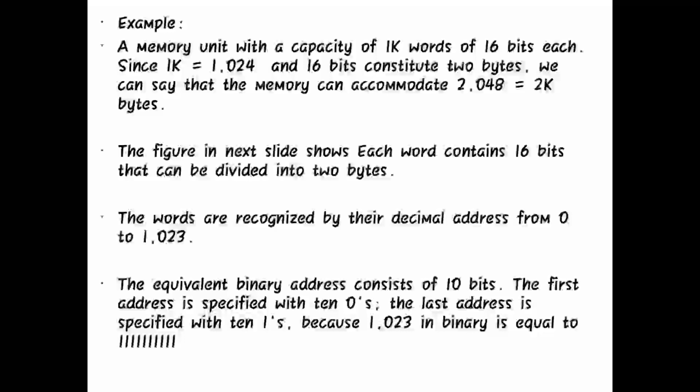16 bits means 2 bytes. No doubt here I have 1024 words. What about bytes here? If I want to convert to bytes, each word constitutes 2 bytes. We can say that the memory can accommodate 2048, that is 2k bytes. 1k words, double of this is 2k bytes, because as we know 2 bytes is equal to 1 word. So the figure in the next slide shows each word consists of 16 bits that can be divided into 2 bytes. The words are recognized by their decimal numbers from 0 to 1023.